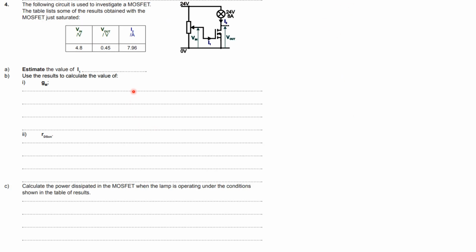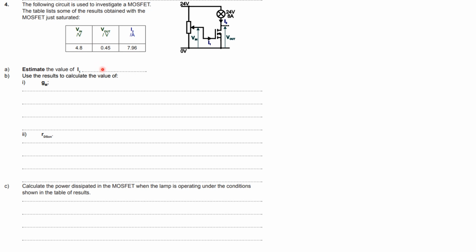Sometimes the advantage of a MOSFET over a transistor: with a transistor you require a base current, and then it gives you an amplification, the HFE, then it gives you a larger output current. The advantage of a MOSFET is you don't need any input current. You need an input voltage, then it gives you a larger output current. So the input current is 0 amps.